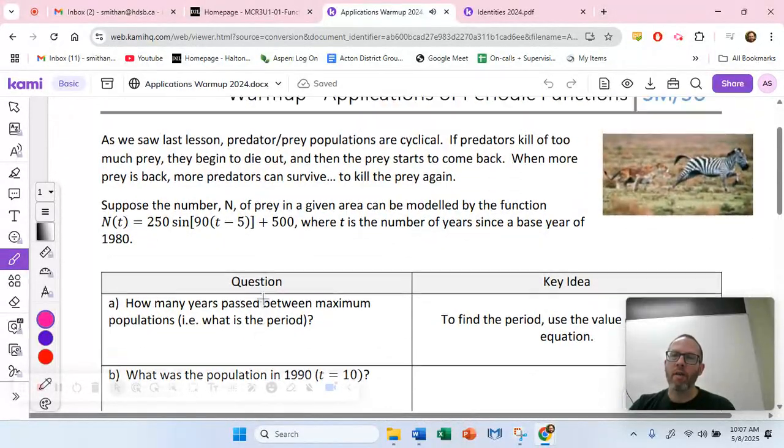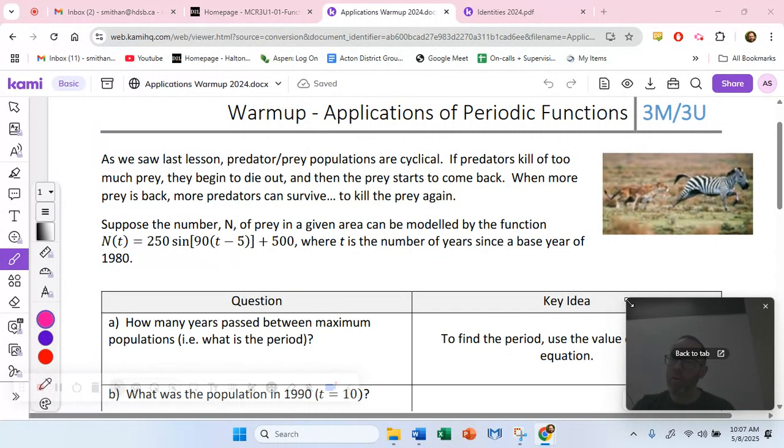All right, I want to show you guys a few things that we can do without having a graph. We actually did questions like this yesterday, talking about how predator prey populations can be cyclical and we can model them with periodic functions. We're going to do some of the same questions we did yesterday and some new ones. But everything we're going to do, we're going to get strictly from our equation.